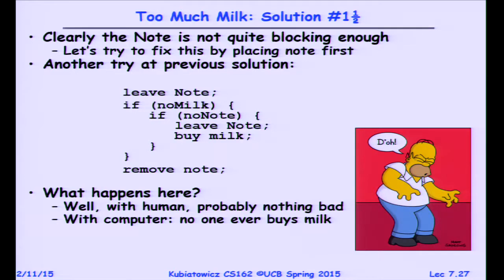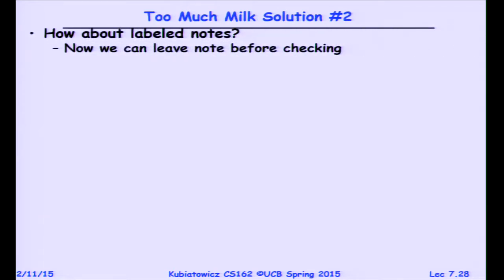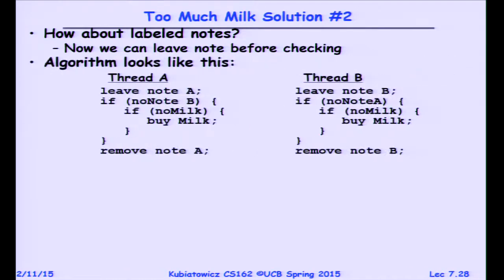All right, here's solution number 2. Let's label the notes. Maybe the fact that we only had one note is a problem. So the algorithm looks like this. Thread A leaves note A, thread B leaves note B. And notice that thread A says if no note B, if no milk, buy milk, remove note A, and so on and so forth. What happens here?